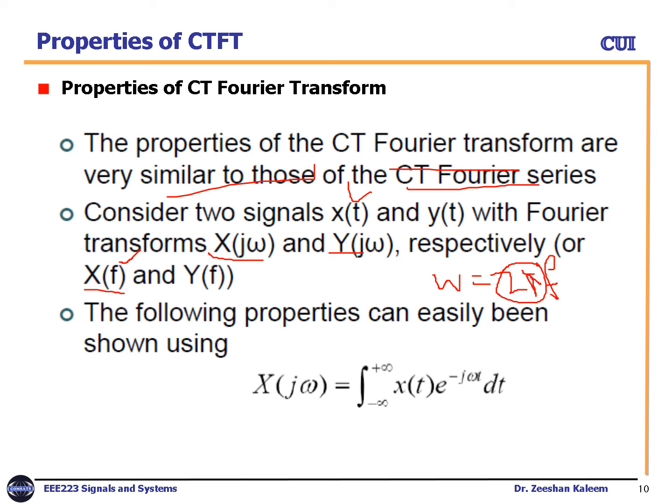The following properties can be easily shown using, for example, X(j omega) equals the integral from minus infinity to infinity of x(t) e to the minus j omega t dt. This is our Fourier transform calculation formula.